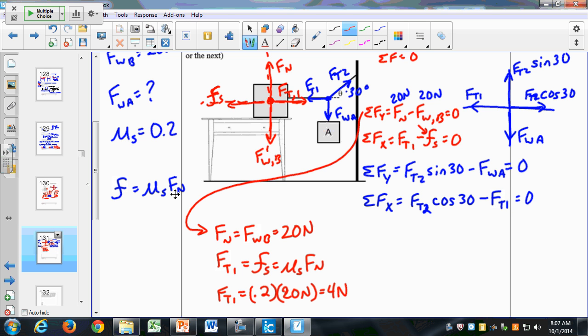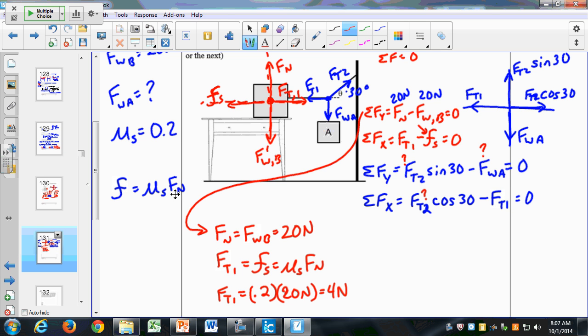Now if I look in the second set of equations, let's see what I have as unknowns. I have Ft2, I don't know what that is, and I also have Fwa, I don't know what that is. And then similarly here I have Ft2, and I know what Ft1 is. So now I can solve this and find out what my Fwa is, which is really what I want to find. What is the maximum weight of that block where it won't cause block B to move?